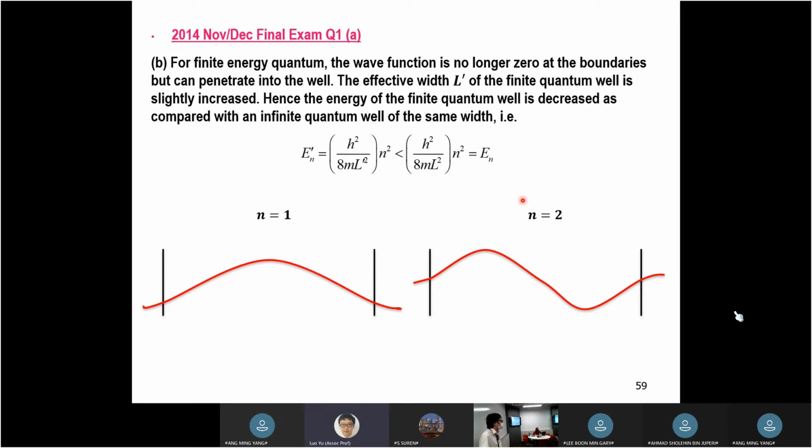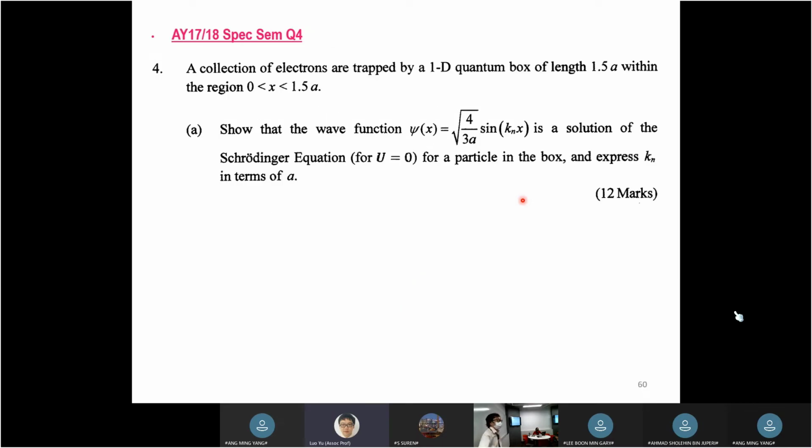Any questions? Okay, no questions, then I will talk about the last one. This is the last question, so I will help you go through. This is also a difficult question. Here we have a collection of electrons trapped in a one-dimensional quantum box, whose total width is now 1.5 A. Especially for the students from the Monday class, I think this is a question that I haven't talked about. Now I will talk about this one. This was tested about 5 years ago.